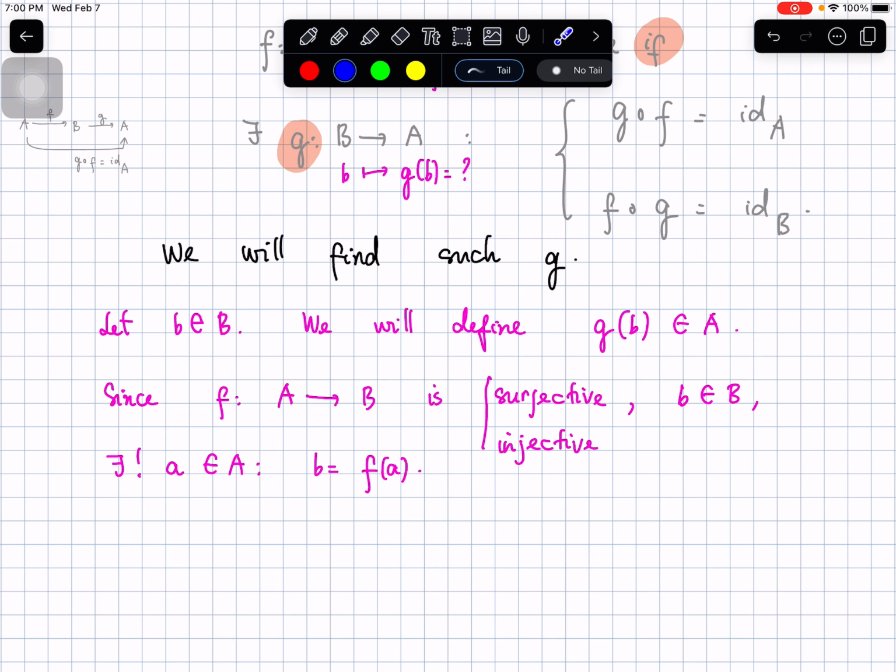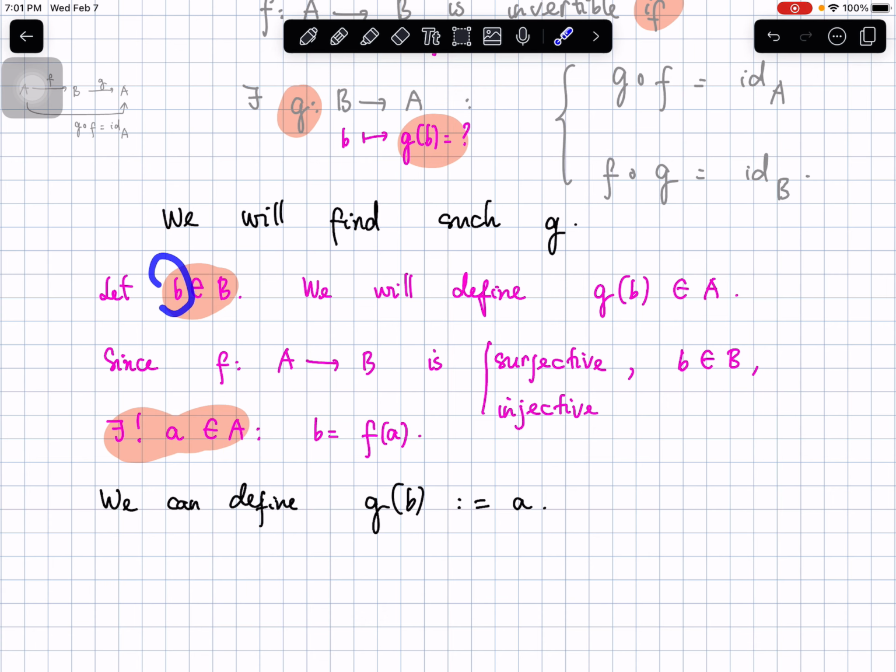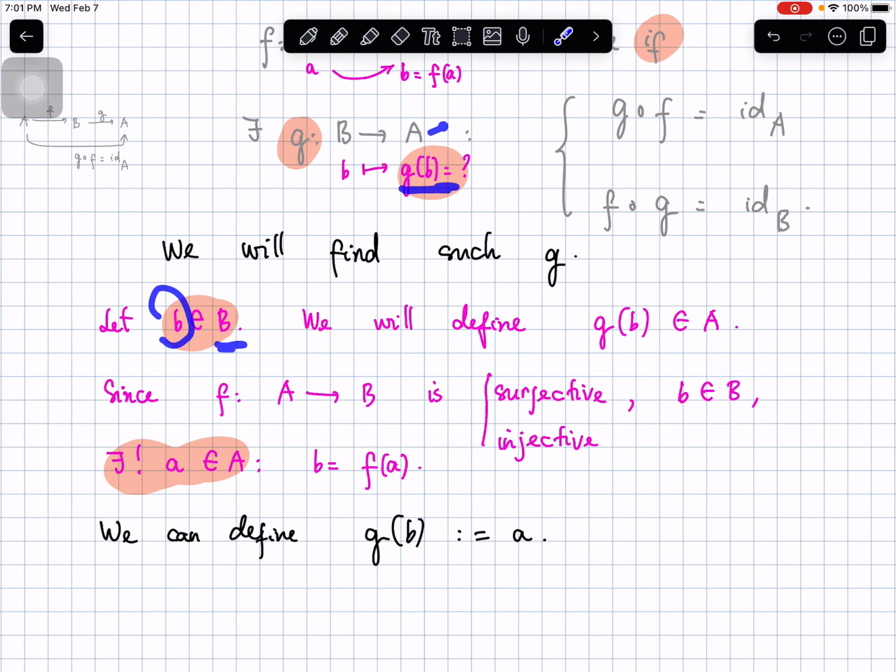So we can define, because for each b in B we get a unique a in A, this one can be defined as g of b. So we define g of b to be this unique a. Now for each small b in big B, we can find a value in A. So the existence condition is good.